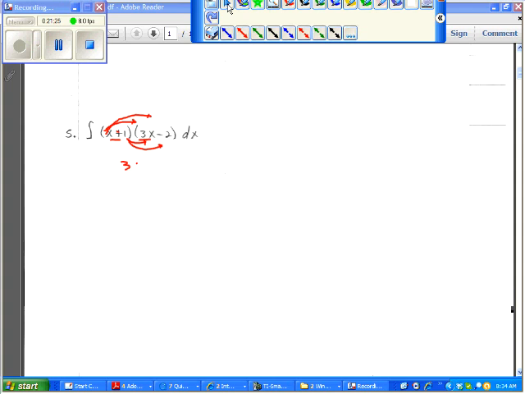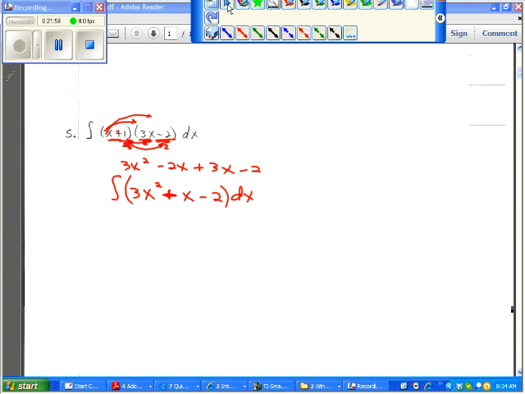If we went x times 3x, we would have 3x squared. X times negative 2 is negative 2x. And then the 1 times 3x is 3x. And 1 times negative 2 is negative 2. And then we combine our like terms. We have 3x squared plus x minus 2, combined, dx integral. So we multiply the binomials, and now we will treat it as a sum.